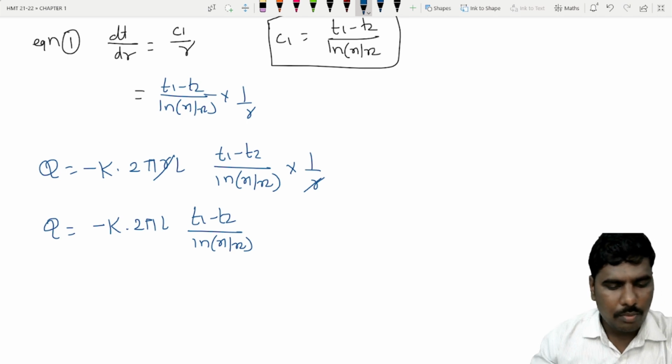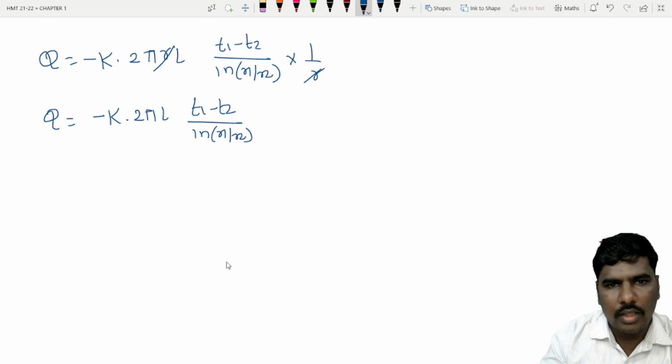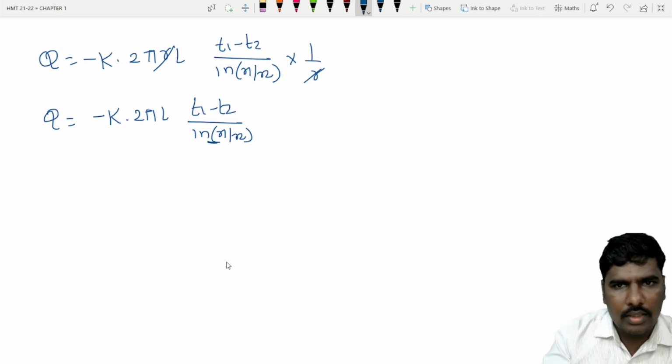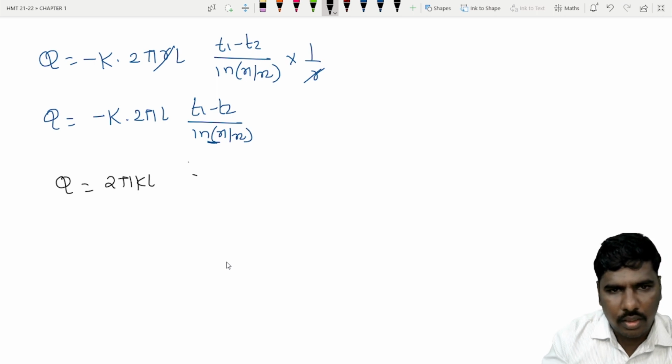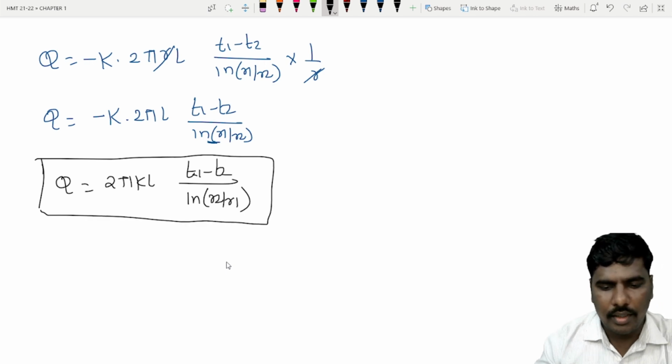You can give this minus sign inside the bracket. If you give the sign here, it becomes T2 minus T1, but T1 is greater than T2, so I will give the minus sign to the denominator, and the equation becomes Q is equal to 2 pi k l, T1 minus T2, and instead of ln R1 by R2 it becomes ln R2 by R1. So this is the final equation for heat conduction through the hollow cylinder.